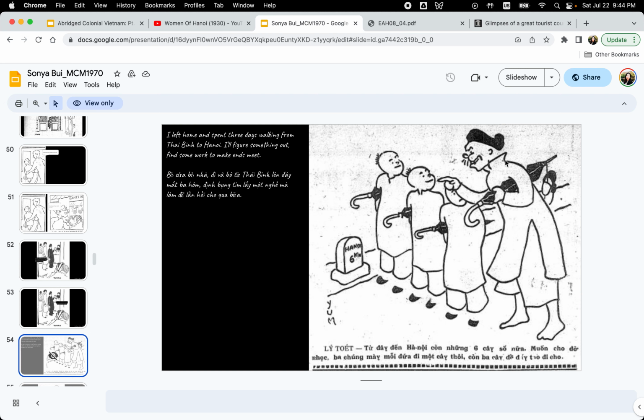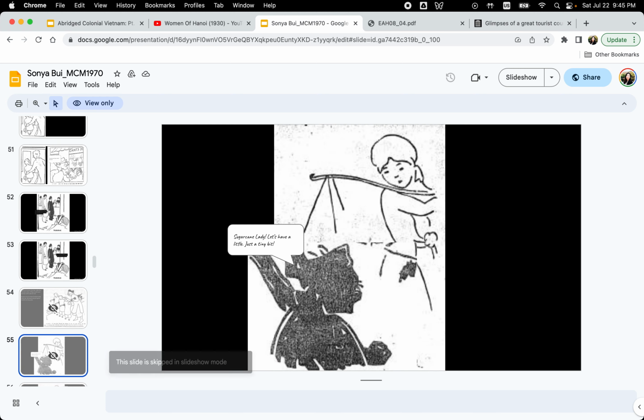And then she shows here a comic of this country bumpkin, thinking, oh, I'll just walk according to this little sign of how far Hanoi is from Hai Binh. So there you can actually go from here.